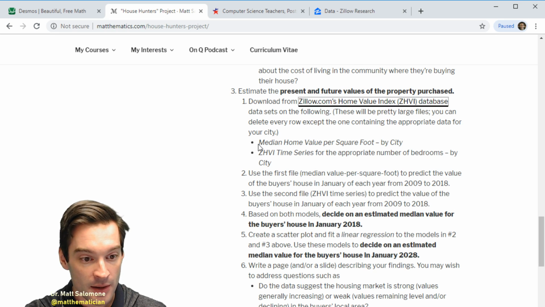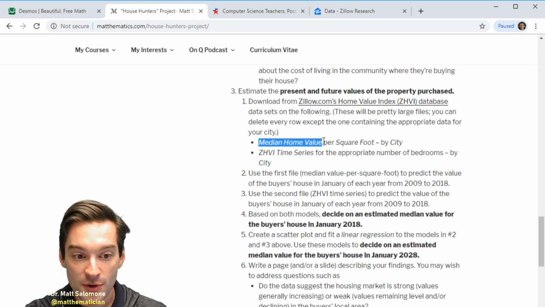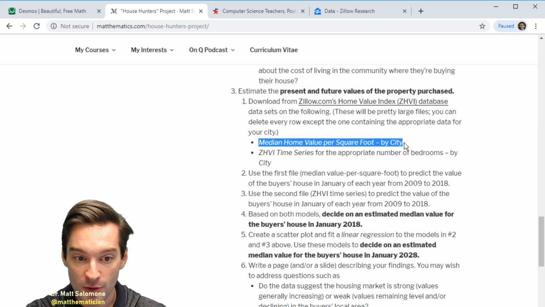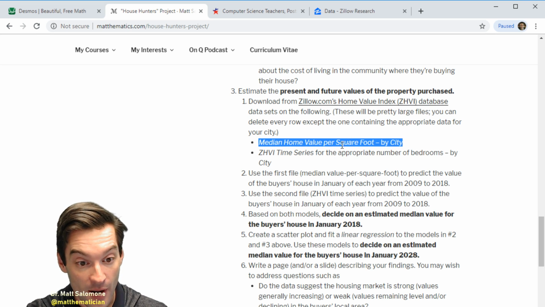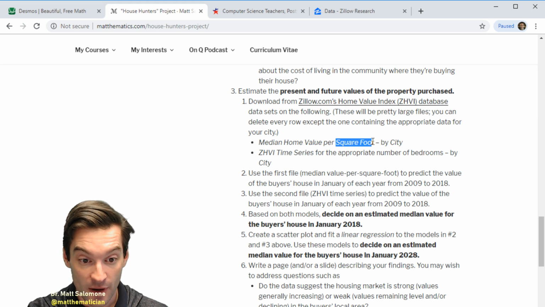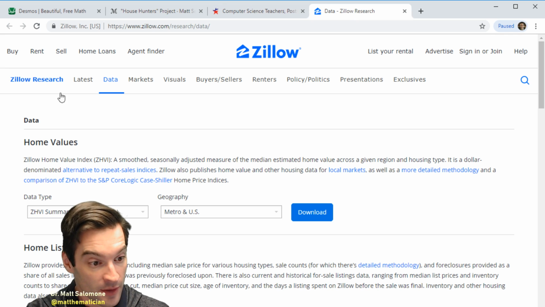I actually want two different data sets. I want the median home value per square foot by city. This is going to let you choose the closest city to the house that your buyers are purchasing, and figure out, based just on square footage, what we think the value of this house is going to be.